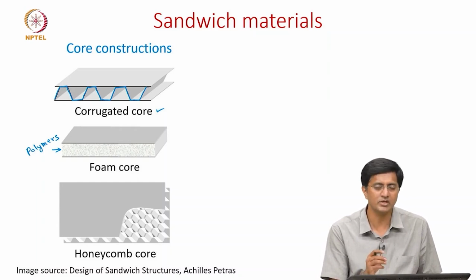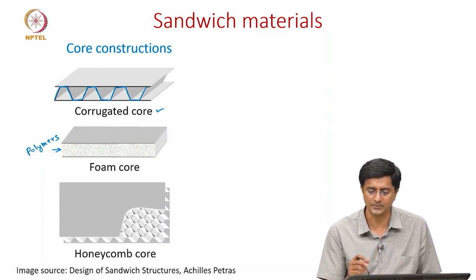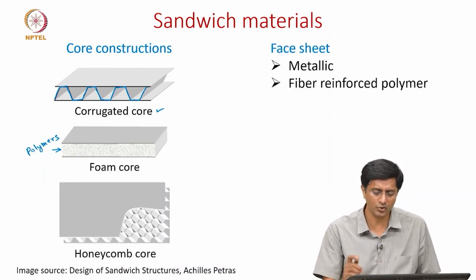So this is a very inexpensive manufacturing process, but the reason why the majority of the industries use honeycomb core is because the benefits, like the stiffness increase or the strength increase, are much better compared to other alternatives in the core constructions.